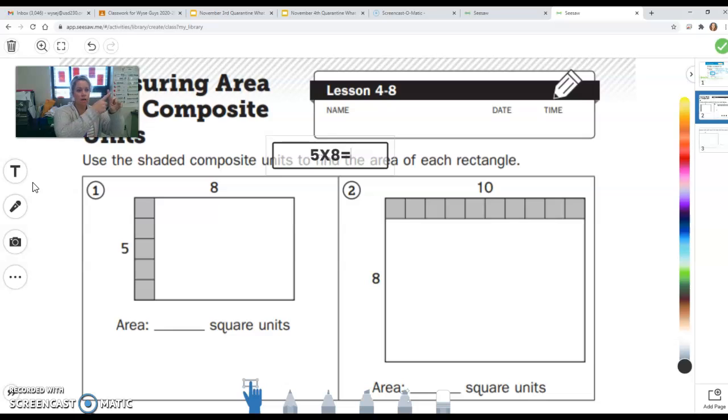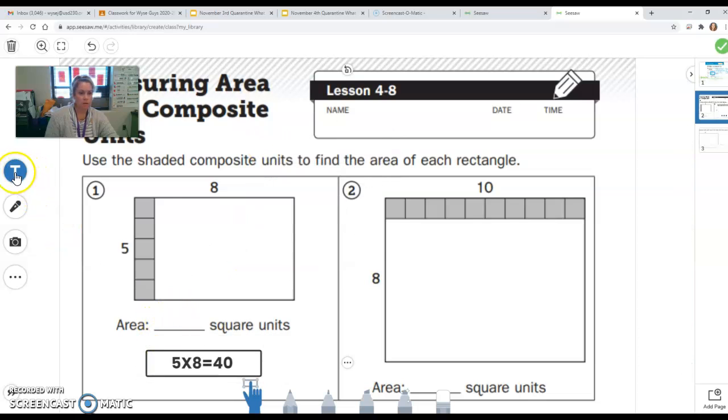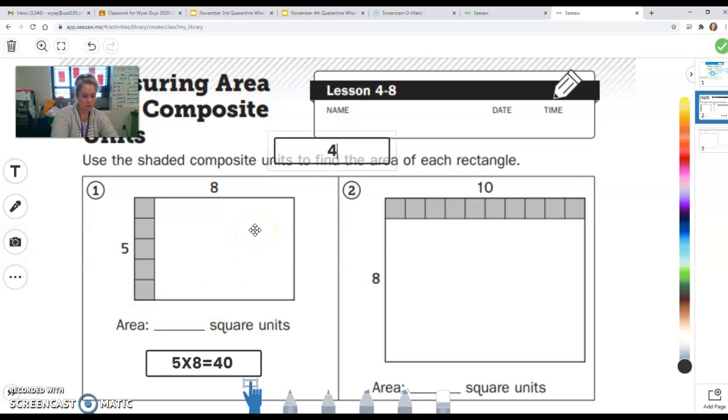So we would have 5, 10, 15, 20, 25, 30, 35, and 40. Sorry, my fingers. So that would equal 40 square units. Okay, so I'm going to move that box, if I can, down here. And then I'm going to type in 40 and move that over there.